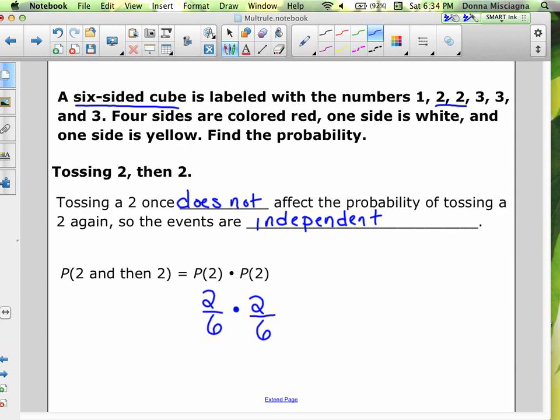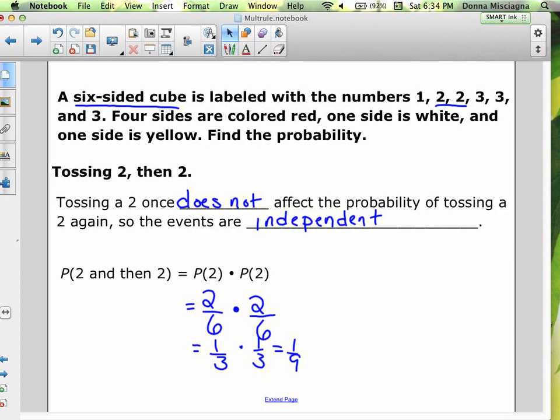We could reduce this to make the numbers a little smaller. 2/6 is the same as 1/3, times 1/3, those reduce. And 1/3 times 1/3 gives us 1/9. That's all there is to this problem, right? Let's look at another problem.